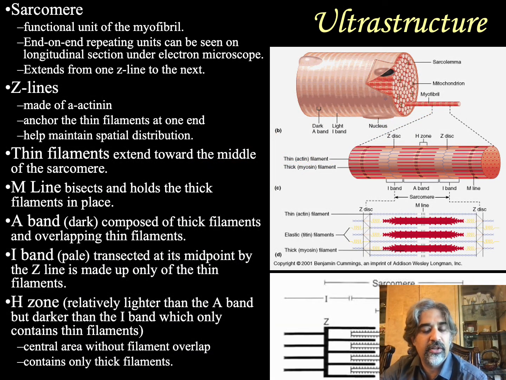Sarcomeres are the functional units of the myofibril, and they're repeating, and that's where you see the lines going down here. You can see them as well. And back in medical school, you did learn the names of all the Z discs, the H zone, the A bands, etc.